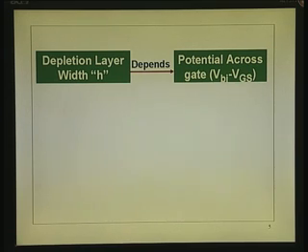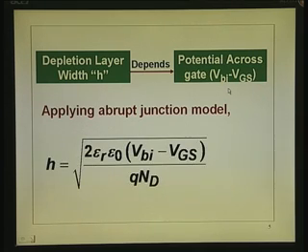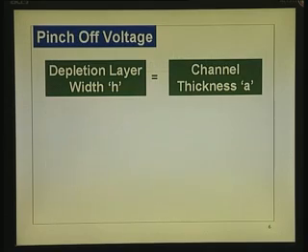Let us see. Depletion layer width H depends on the potential across the gate, V B I minus V G S. Applying abrupt junction model, that is what you have written there, twice epsilon r epsilon 0 divided by Q N D, minus V G S. So, always you remember this equation again and again, I will be using it here. Best thing to remember is H is proportional to square root of V B I minus V G S, because now we define a term called pinch off voltage, where depletion layer H becomes equal to A.